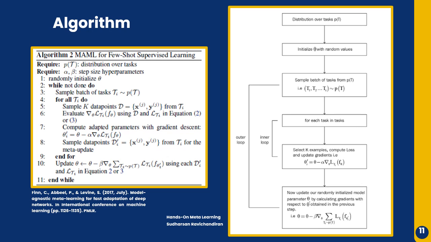The overall algorithm of MAML is shown in the following diagram. The algorithm consists of two loops: an inner loop to find the optimal parameters theta for each of the tasks, and an outer loop where we update the randomly initialized model parameter by calculating the gradient with respect to the optimal parameters in a new set of tasks.